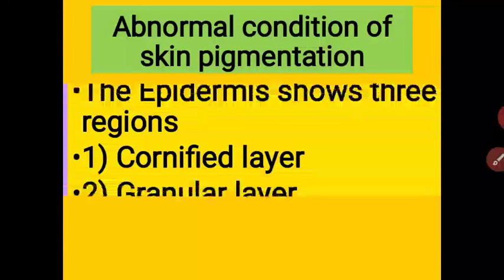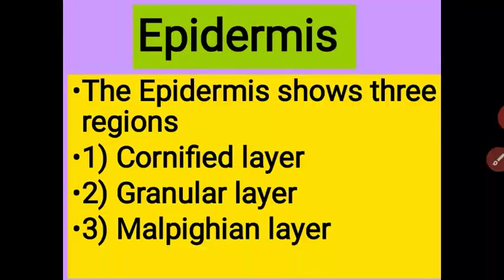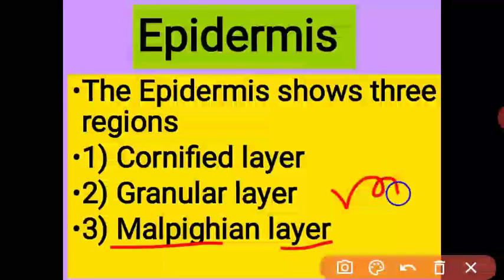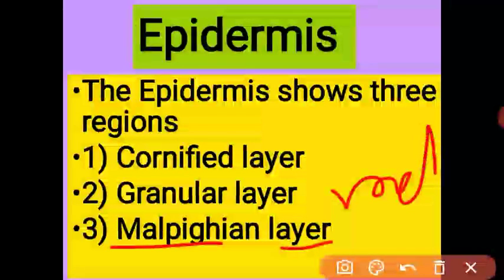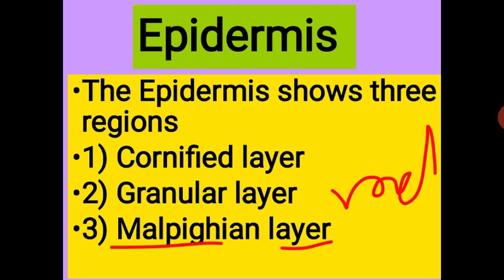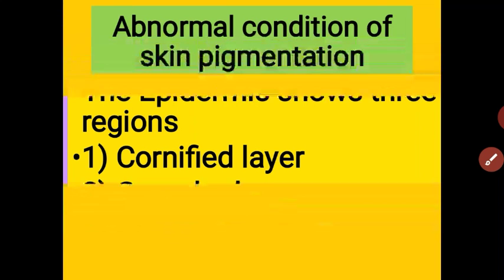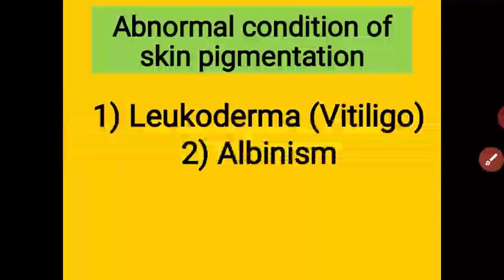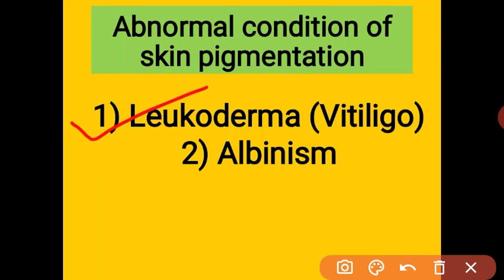The Malpighian layer, I told you, contains the melanin pigment. Due to this pigment, our body gets the coloration of the skin. But in some abnormal conditions of skin pigmentation, nowadays we see many people suffering from this disease. There are two abnormal conditions. First is leukoderma and second is albinism. One by one we will see.